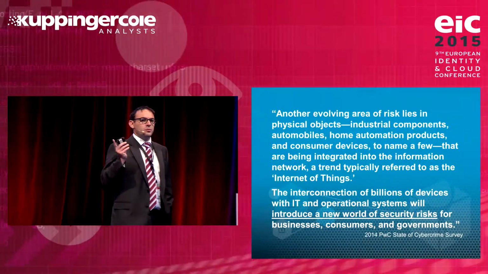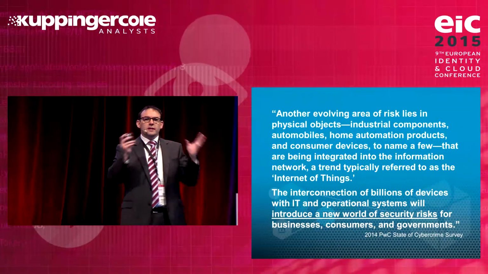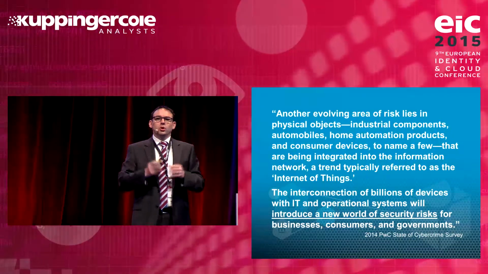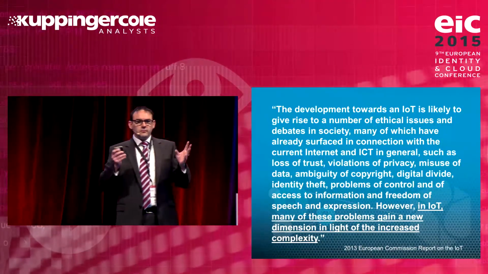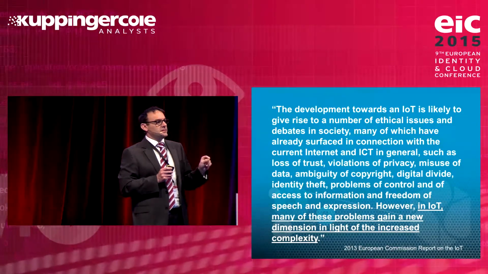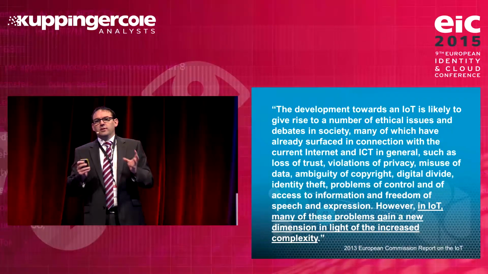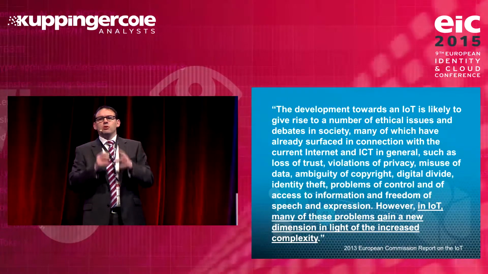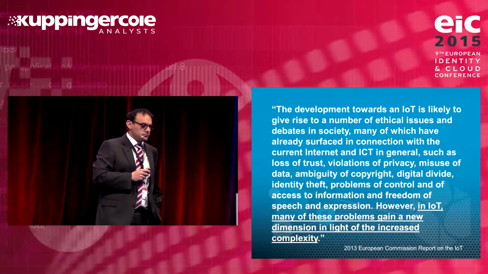And PricewaterhouseCoopers, in their State of Cybercrime survey, announced that the Internet of Things is having a massive impact, and we're seeing a whole new world of threats being introduced. And the EU did some further research, but they make the point that actually, the threats that exist are not new. What's happened is the sheer scale of the Internet of Things just amplifies the vulnerabilities and threats that we already know and understand related to internet-connected devices.